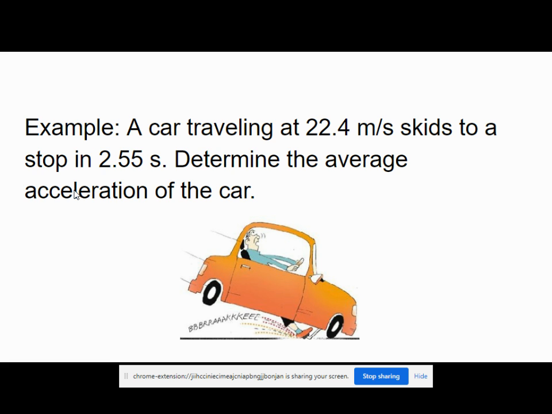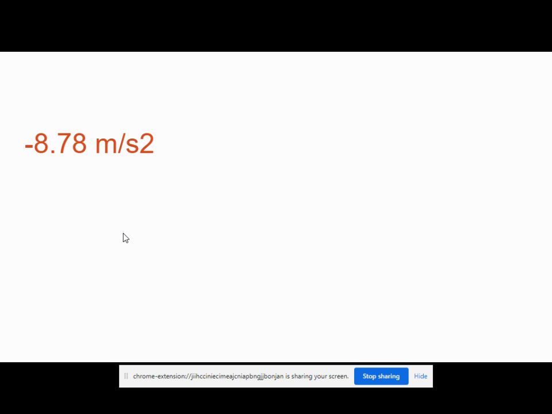Now, a car is traveling 22.4 meters per second and skids to a stop, meaning it will go to zero in 2.55 seconds. Determine the average acceleration of the car. We take our final, which is 0, subtracting 22.4. That gives us negative 22.4, and we divide that by 2.55. That answer is negative 8.78 meters per second squared. If we are going to a stop, we expect it to be negative.